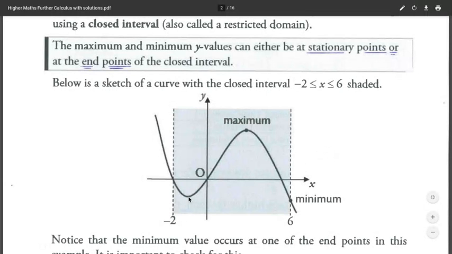So if we're trying to find a maximum and minimum value within a given domain, what we need to do is to find the stationary points. Again, look at lesson 7 on the differentiation playlist for a recap of that. And then we also need to find the y coordinates at each end of the interval. So here I would substitute x equals -2 into y equals, or f of x equals if it were given it, and also substitute in 6.